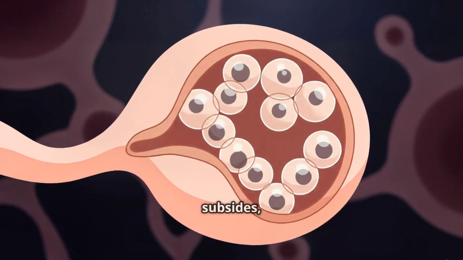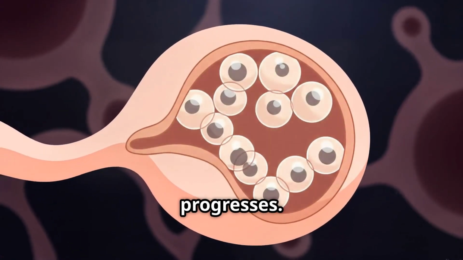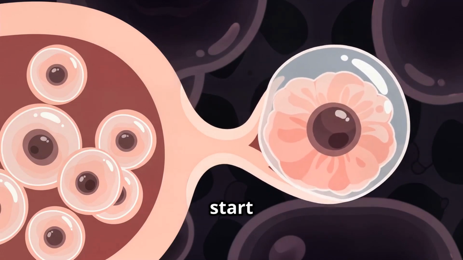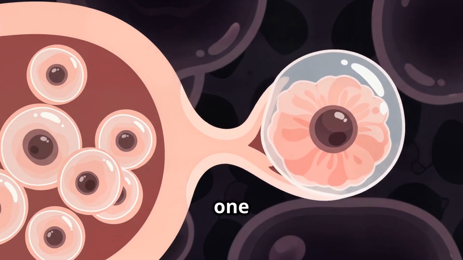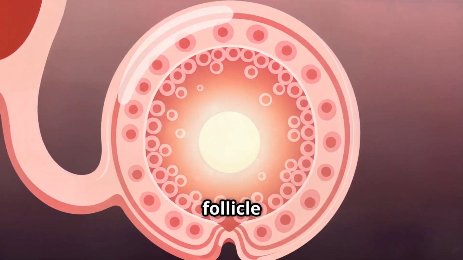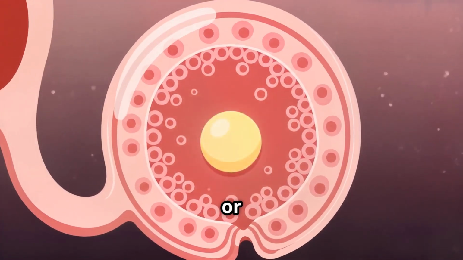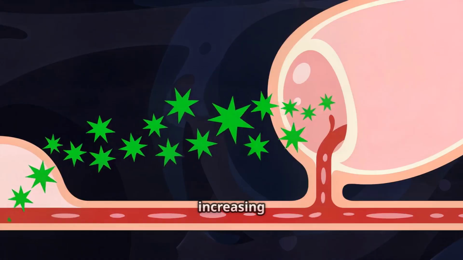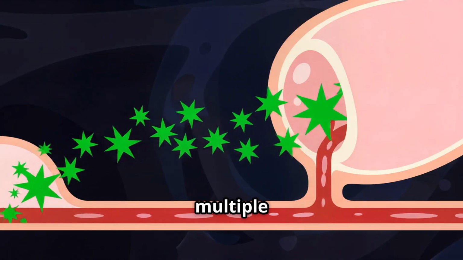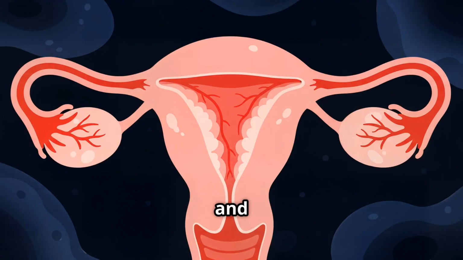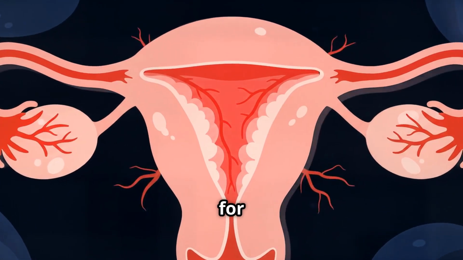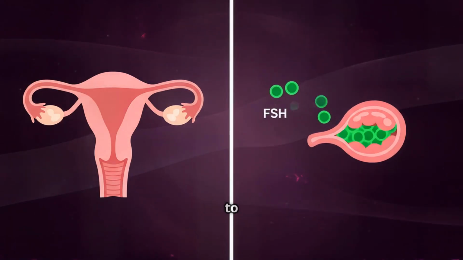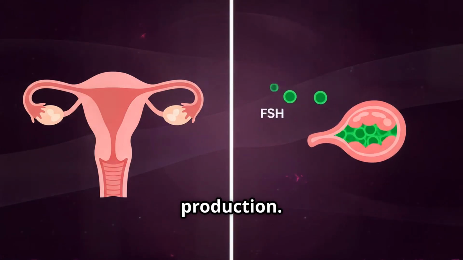As the menstrual bleeding subsides, the follicular phase progresses. Under the influence of FSH, several follicles start to mature, though typically only one becomes dominant. Each follicle contains an immature egg, or oocyte, surrounded by cells that produce estrogen. The increasing levels of estrogen serve multiple functions. They encourage the growth and thickening of the uterine lining to prepare for possible implantation, and they also signal the pituitary gland to gradually reduce FSH production.